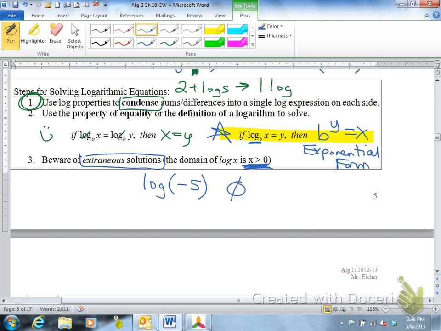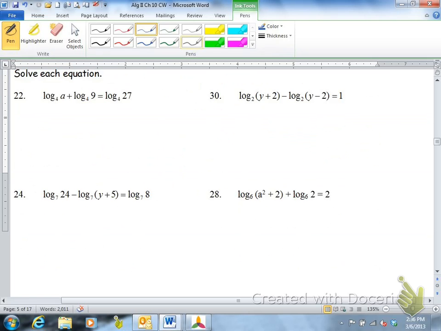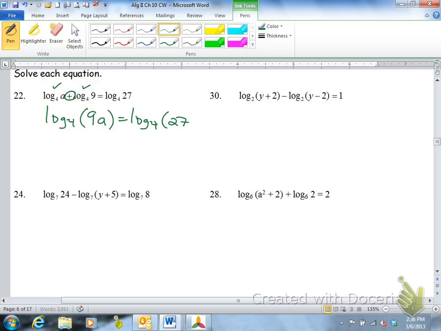So the next couple examples I'd like to look at, we're going to use these properties of logarithms. On the first one, notice you have 2 logs, and it's a sum of 2 logs. So you have to condense these 2 logs. You'd have log base 4 of 9 times a equals log base 4 of 27. And this is the kind we like. You have a log on both sides. You can cancel those. You have 9a equals 27. So a equals 3. And 3 is not extraneous because if you plug it into the variable, that is greater than 0. So no problems.